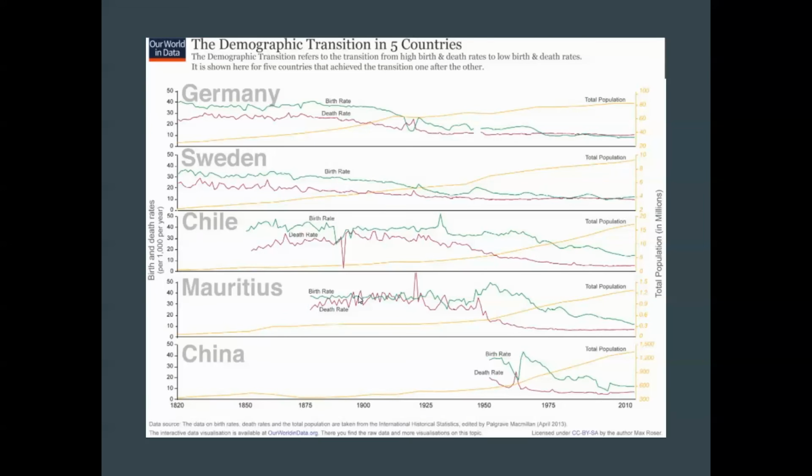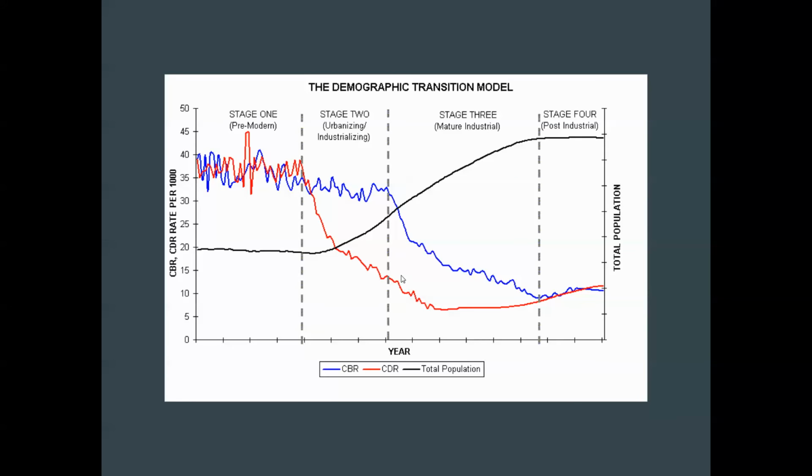Now, if we take this across a number of countries, what we see is kind of the same thing. So again, here's Sweden's data, birth rates, death rates. They come down like this. Germany, birth rates, death rates come down like this. Chile, we see the same thing. They haven't quite come together. Mauritius, same thing. China, they all have similar trends, although there are some differences. So, this is the model.